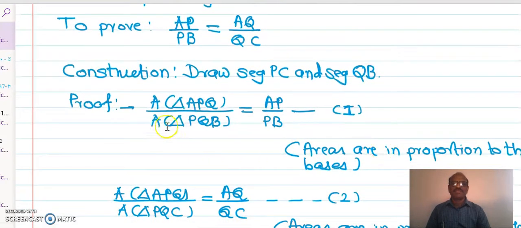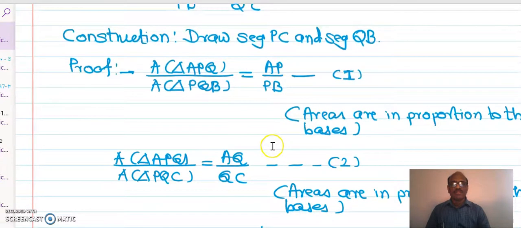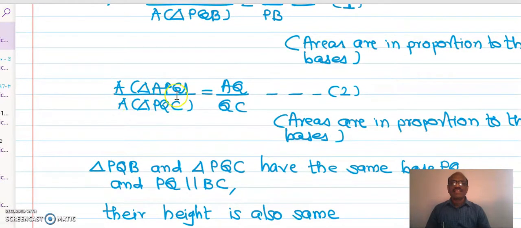Now in this case, what's happening? The area of triangle APQ upon the area of triangle PBQ is equal to AP upon PB, and this is one. That is, the areas are proportional to their bases. Both of these two triangles have the same height and their areas depend on their bases. For the next, the area of triangle APQ upon the area of triangle PQC is equal to AQ upon QC, and this is two. That is, the areas are proportional to their bases.